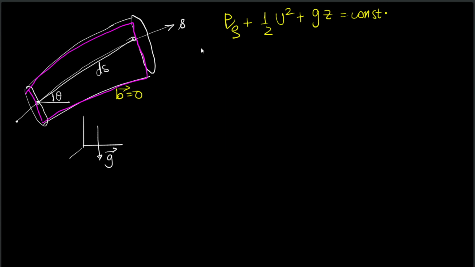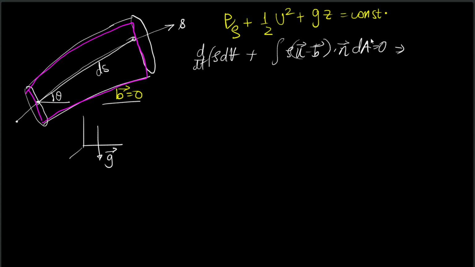So we can write down conservation of mass as follows. d/dt of integral rho dV plus integral rho (u minus b) dot n dA equals 0. Because of the velocity of the control volume being 0, the control volume not deforming and the flow being steady, we can write down integral rho u dot n dA is equal to 0. So this is the statement of the conservation of mass.